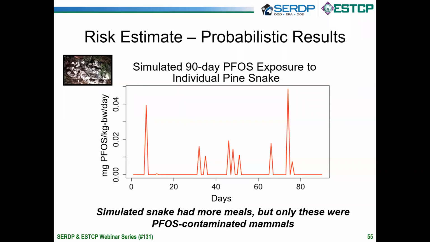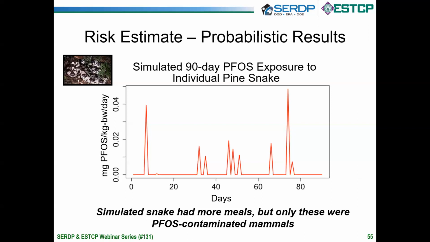Okay, so what this ends up looking like, this is an individual snake simulation over the course of 90 days. And so to orient you to this, because I'm going to show it to you again, we have days on the x-axis here. So this is going through 90 days. And then on the y-axis is the exposure. So this is milligrams of PFAS per kilogram of body weight per day. And so what's important to take away from this is that each peak you see here is showing you a higher PFAS concentration within the prey item that the snake has consumed.